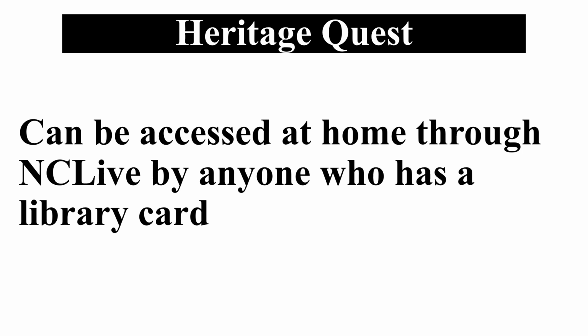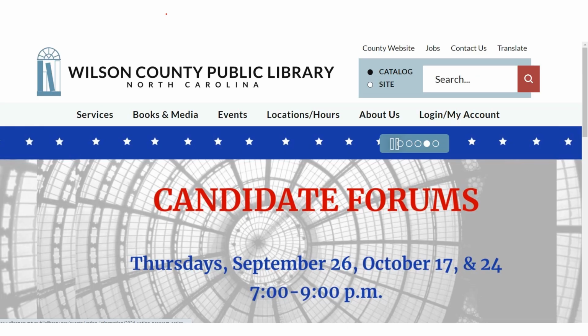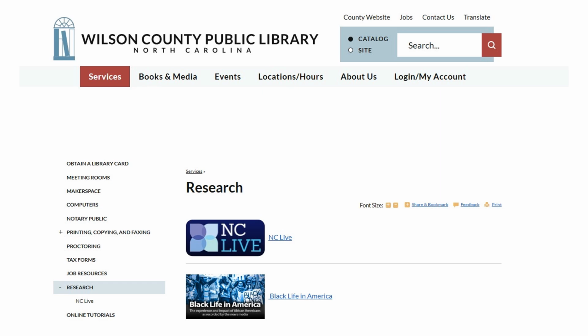Unlike Ancestry, the Heritage Quest database can be accessed at home through NC Live by anyone who has a current library card. Return to the library's homepage at wilsoncountypubliclibrary.org and put your cursor on Services. This time, go to the Research tab. Scroll down and click on the NC Live icon.